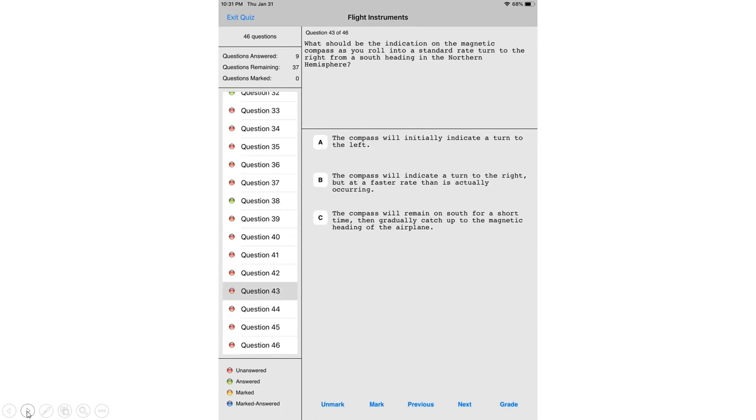The last one. What should be the indication on the magnetic compass as you roll into a standard rate turn to the right from a south heading in the northern hemisphere? So you're heading south, heading towards Mount Hood, and you roll into the right. Without looking at an answer, just knowing the compass, I know that it is going to lead me. So I'm going to be looking for some type of answer, right? The compass will initially indicate a turn to the left. That would be if I was turning away from the north, so it's not going to be A. The compass will indicate a turn to the right, but at a faster rate. That's my answer.